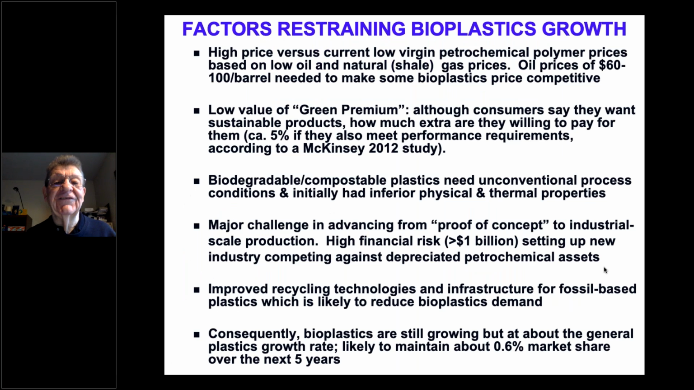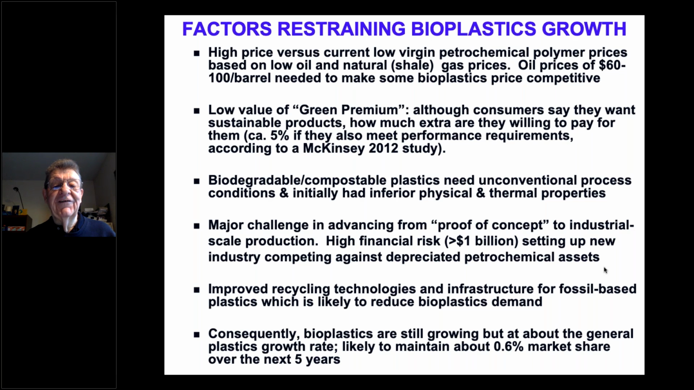So what are the factors restraining bioplastics growth? First of all, the high price compared to current virgin petrochemical polymer prices. Secondly, the low value of what's called the green premium. Consumers say they want sustainable products, but how much extra are they willing to pay for them? According to a McKinsey study a few years ago, it was about 5%. That may have increased by now, but it's still not very big.